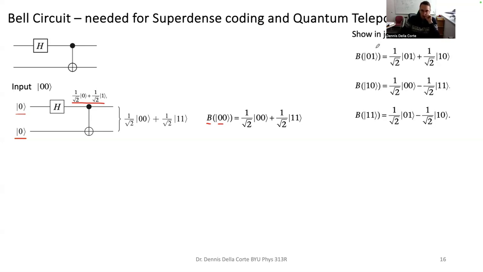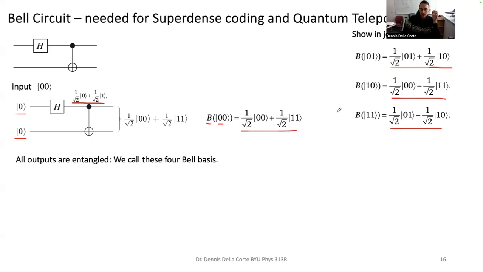You can also show in your journal that you can run the vectors 0, 1, 1, 0, 1, 1 through it, and then you're going to get these other 4 outputs. And these outputs are all going to be orthonormal vectors. So they form an orthonormal basis, mutually orthogonal and all of length 1. And so they are what we call the Bell basis. Great.